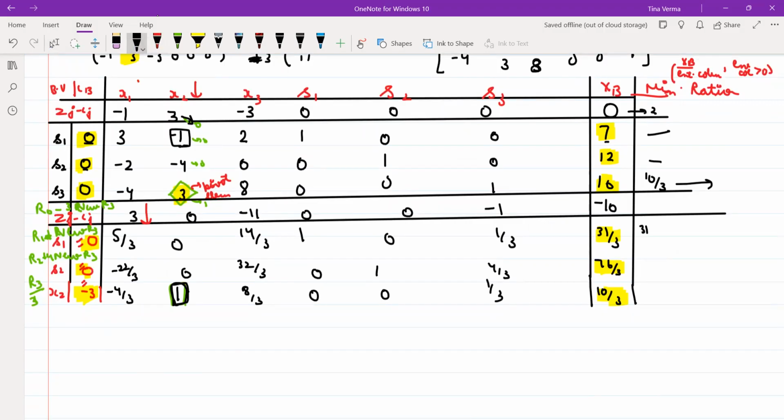You will divide 31/3 by 5/3. You will get 31/5. Will you divide this one, 10/3? No, because this quantity is negative, so I will not divide this. Will I divide -4/3? No, because this is my negative entry. So which is my minimum ratio? If you got more than one positive entry, you have to choose the minimum, right? If here I had 37/5, I would have to choose the minimum. Okay.